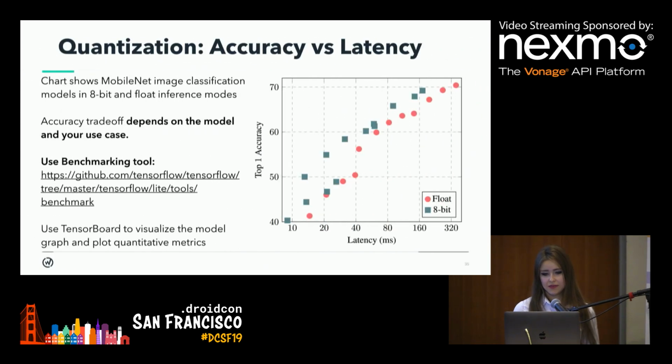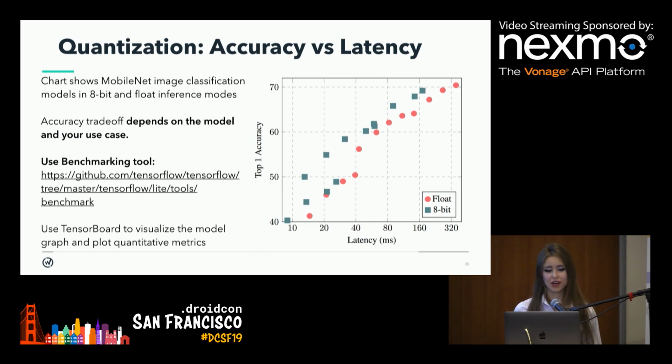And then we can also look at accuracy versus latency, so how accurate or how fast it performs. In this chart, we can see the MobileNet image classification models, the 8-bit quantized version and float version. We can see those results are pretty close. But the trend is that higher latencies also usually mean higher accuracy for models.